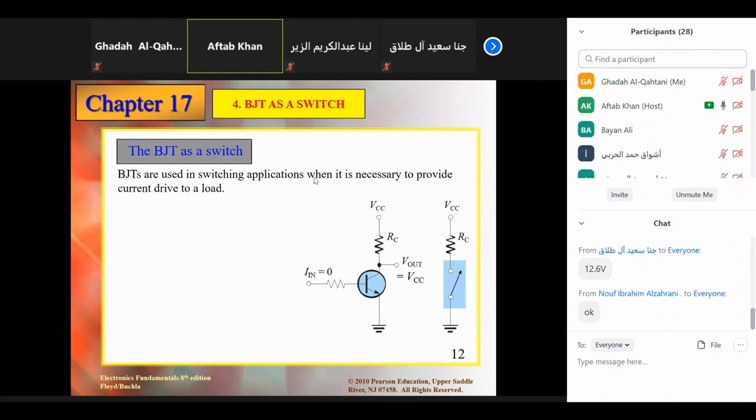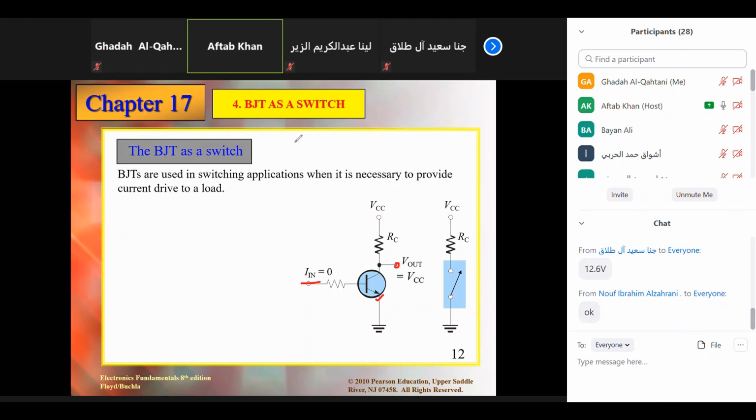Right. So we have discussed one application, which is amplification, and another application is the switch. So see now how it is working. This is an NPN transistor, which is very clear. You can see from this arrow. Now how it is working, you will see. We will apply input here as a current, and output we are getting here. So how will it work? BJTs are used in switching applications when it is necessary to provide current drive to the load.